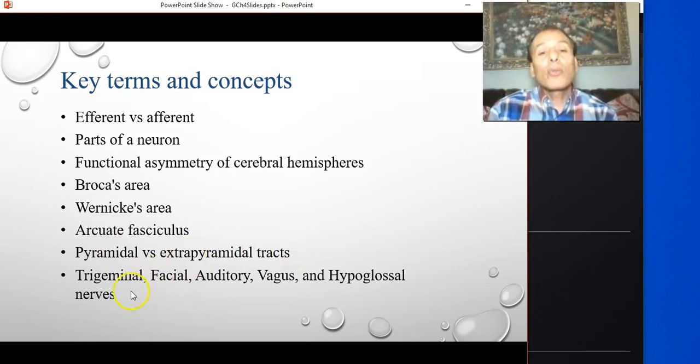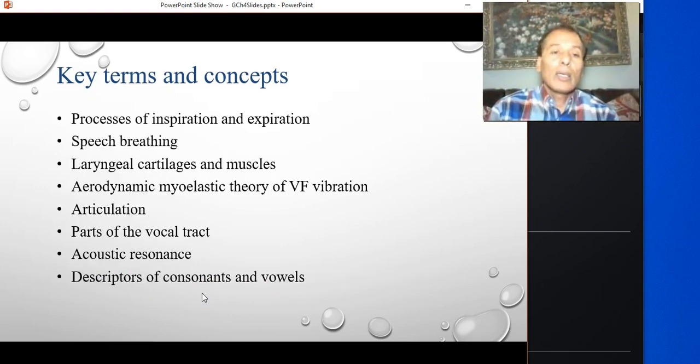And we sampled some of the cranial nerves that are important for speech and swallowing and communication. We looked at respiration and phonation and articulation, and then just looking very briefly at the acoustic characteristics of the vocal tract and how it enables us to transform that buzz into speech and to amplify that buzz.